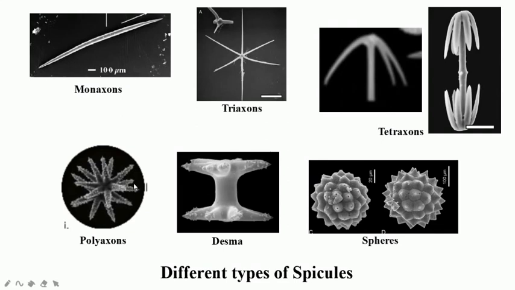Okay, so what are the spicules? Basically, these spicules are fine structures which are present on the skeleton or the body of the sponges. They are sclerotized, and these spicules are siliceous in nature. Because of that, they give a glass-like appearance when you look under the microscope.